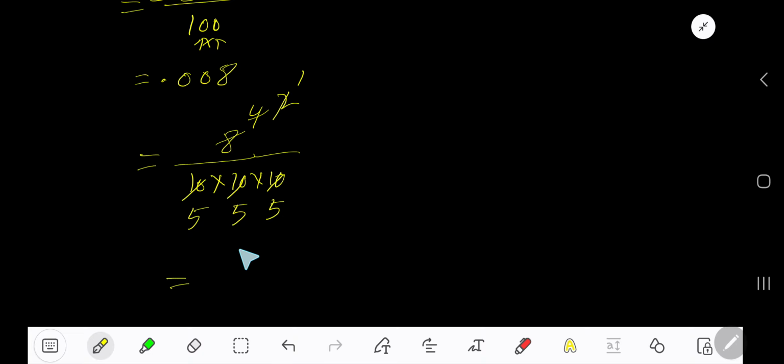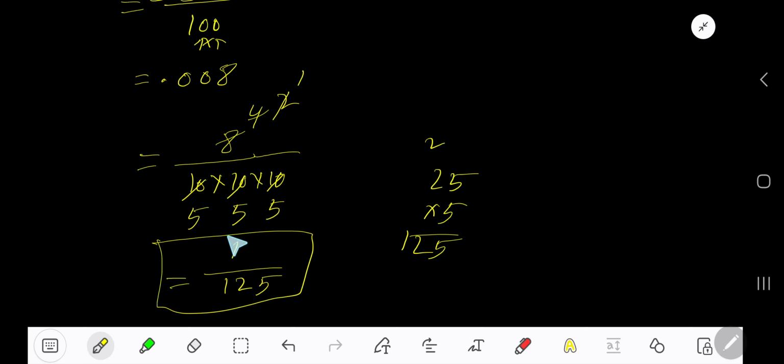So basically you are getting 1 over 5 times 5, 25, 25 times 5, 5 times 5, 25, 5 carry to the next column, 5 times 2, 10, 12, 125. The common factor between 1 and 125 is just 1, so we can say that this is the lowest term, reduced form or simplest form.